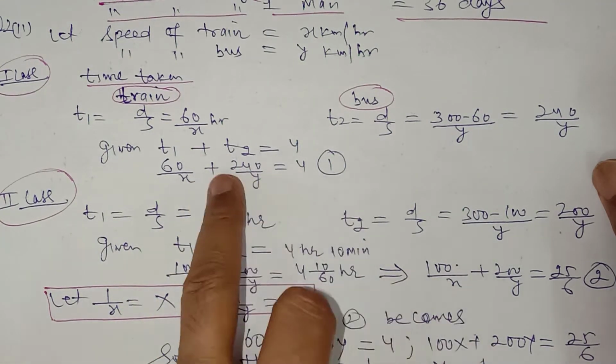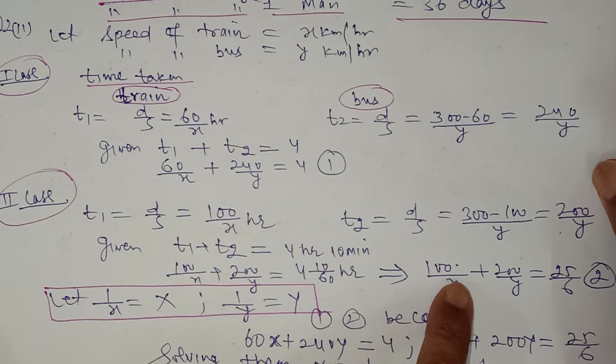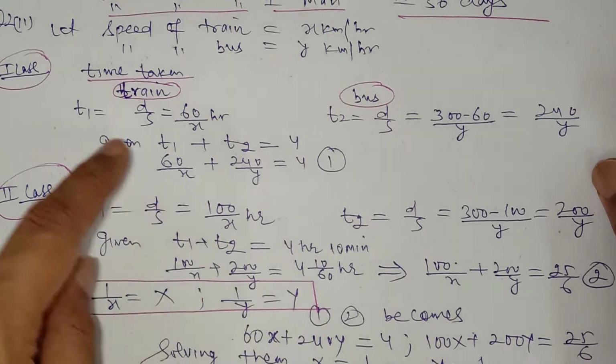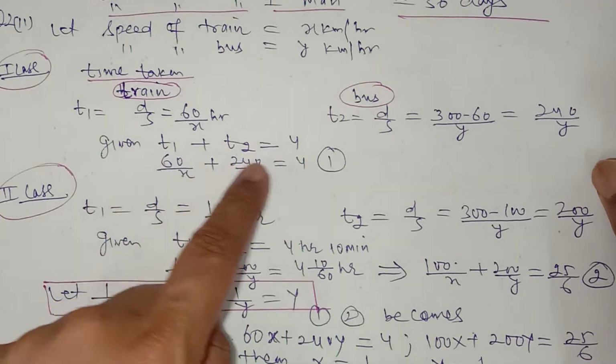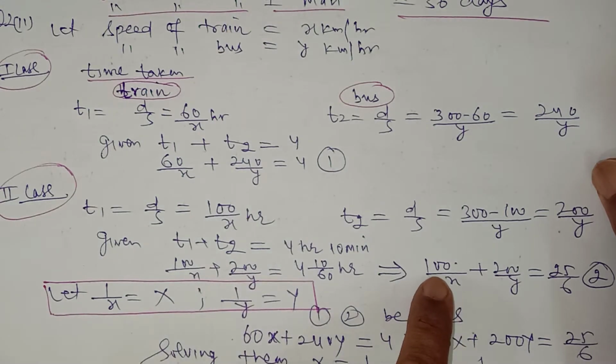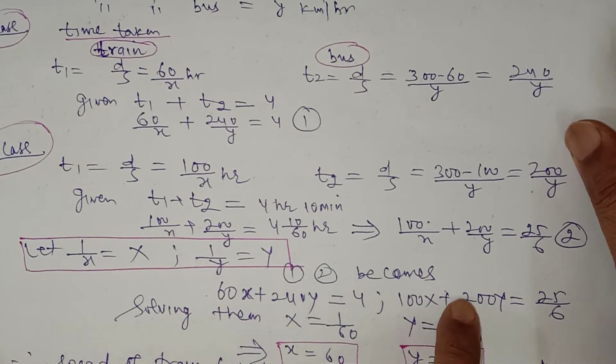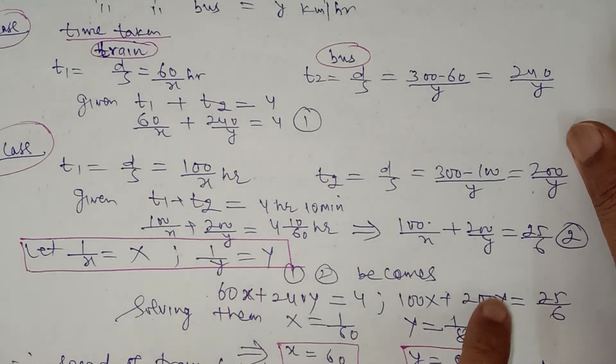Now you know how to solve these types of equations; we did so in the first question of this exercise. So let 1 upon x be equal to capital X and 1 upon y be equal to capital Y. The equation becomes 60X plus 240Y is equal to 4. The second equation becomes 100X plus 200Y is equal to 25 upon 6. You can simplify the second equation to make the calculation easier: cross multiplying by 6, we get 600X plus 1200Y is equal to 25. Now solve these two equations by any method. You will get the value of capital X as 1 upon 60 and capital Y as 1 upon 80.